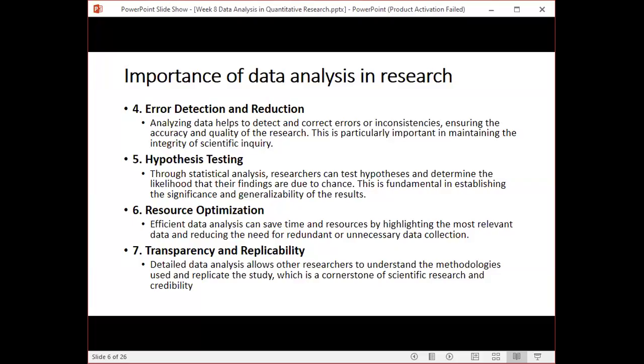Okay. Resource optimization. Efficient data analysis can also save you time. It saves you a lot of resources, and it helps you go straight to the point. You analyze the most relevant data and reduce the need for redundant and unnecessary data collection. If you know your objectives and you go straight by objectives and ask the relevant questions, you really save a lot of time, without wasting people's time and your time.